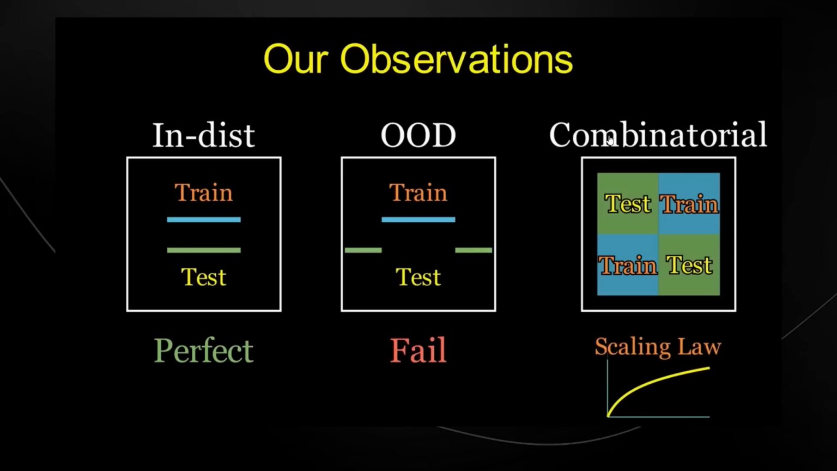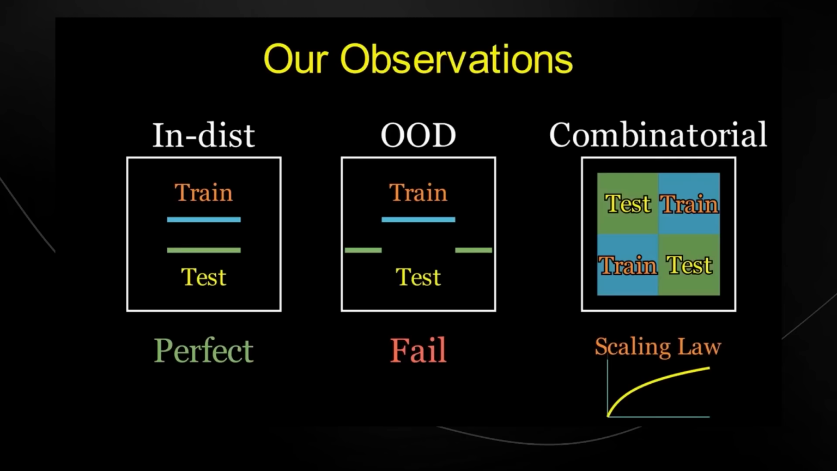Now, remember, I said that we have in distribution, outside of distribution, and the combination of both. In distribution, they said they have perfect recall because this is stuff the model was already trained on. If a model has been trained on millions of cars flying, you're going to see cars flying if you prompt it, and it's able to recall that perfectly.